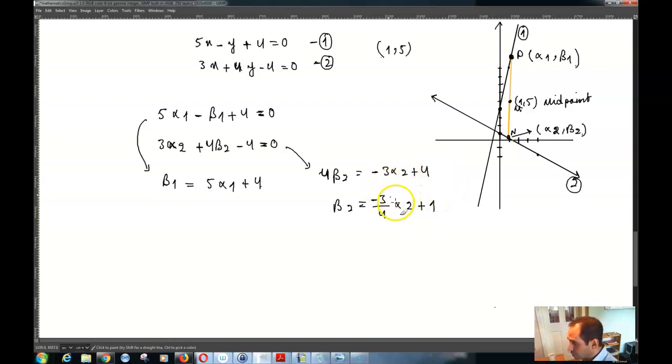Or you can basically write this as, and they have written this as basically negative 3 times alpha 2 over 4 plus 1, which is basically 4 over 4. So we can write these two equations.